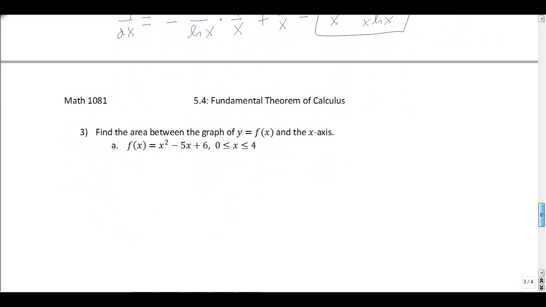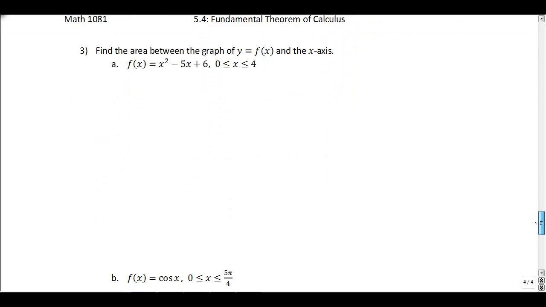Okay, another type of question here. I want to find the area between the graph of y equals f of x and the x-axis. So first of all, let's see sort of the wrong way to do this. A lot of times what people will do is they'll just integrate this from 0 to 4, x squared minus 5x plus 6, dx. So this is sort of the height of my function. I integrate from 0 to 4. Again, this is the wrong way to do this.